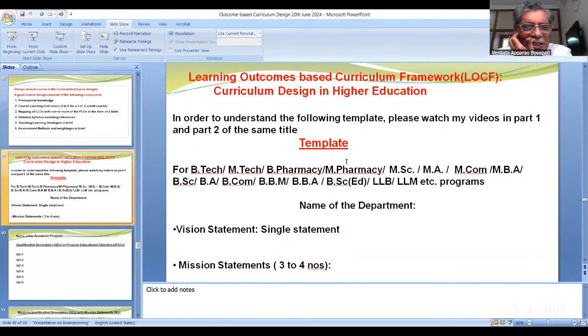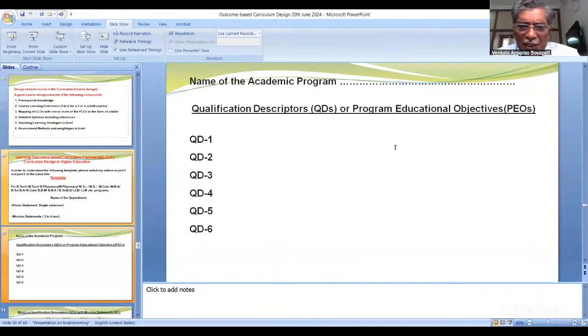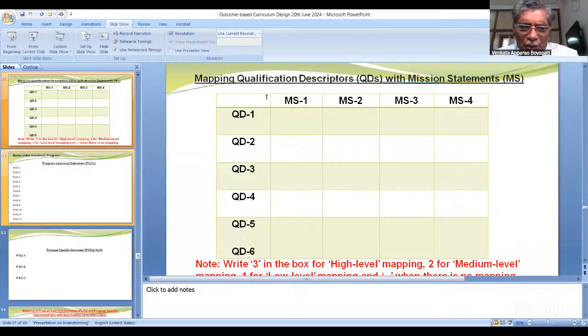Then now I am giving you the template. Template is useful for all the programs, any program, whether it is science, social science, arts, management, any program. Name of the department, vision statement, that is a single statement, mission statements, 3 to 4 numbers, then qualification descriptors if it is science or social science course, engineering and management program educational objectives, PEOs, 5 to 6.